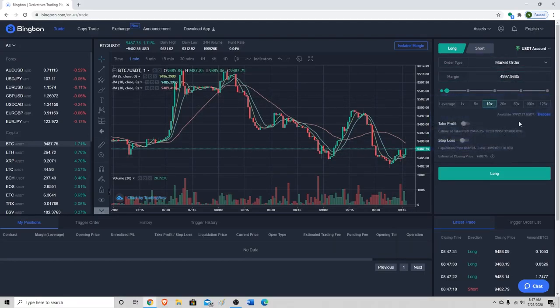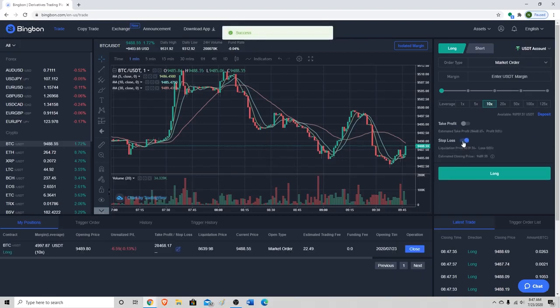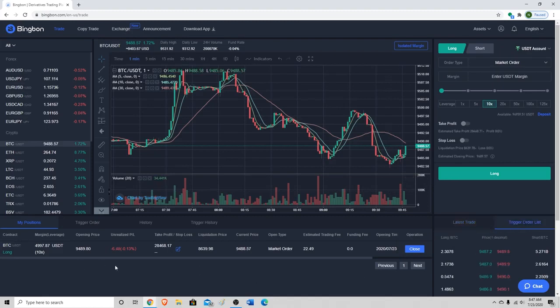So if I just want to market in right now, let's say I'm doing a $5,000 position at 10x, so I just market in. I can actually set a stop loss and a take profit before as well. And you can see I marketed it at 94.89 because that's the next order price. And here I've got my position. So I'm in Bitcoin long.